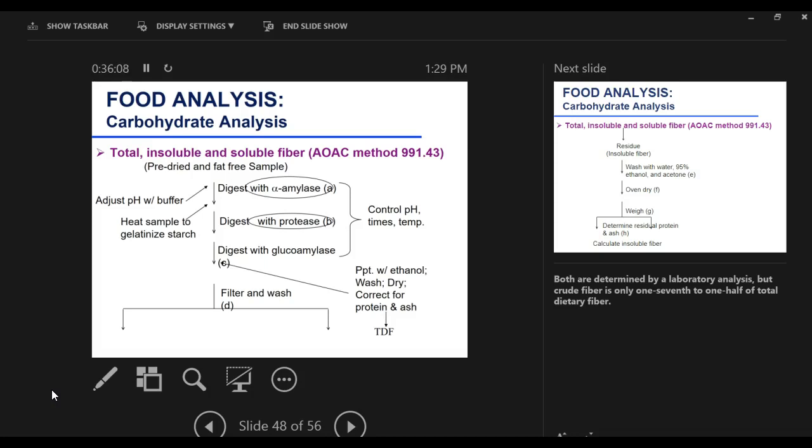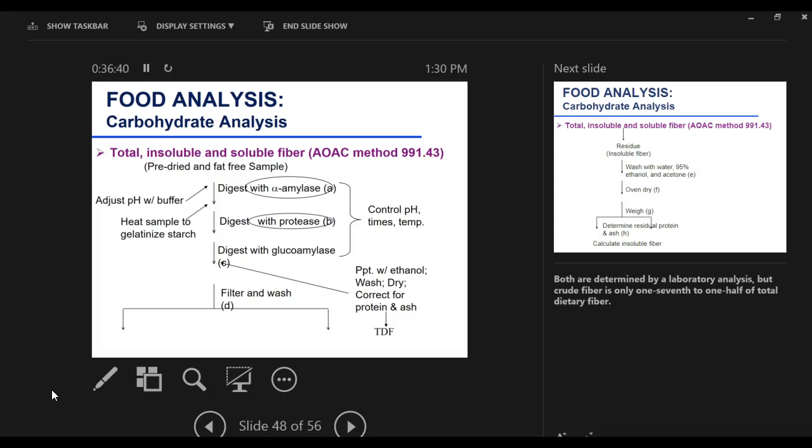You first digest the starch, but first you heat up to gelatinize the starch to ensure complete digestion of the starch, and then you adjust pH and digest with a proteinase to break down the protein, and then you add glucoamylase to make sure that all of your maltodextrins and dextrins are converted to glucose. So now you have everything that is soluble. The sugars are soluble, the proteins are soluble.